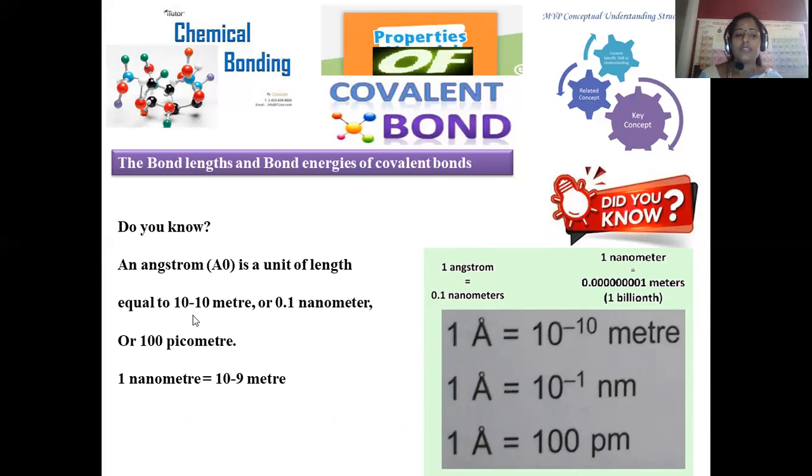Do you know? We have certain parameters to convert one unit into another, so the representation of these parameters can be interconverted. Let us see how. An angstrom is a unit of length equal to 10 to the power minus 10 meters. 0.1 nanometer is equal to 100 picometers. Here it is mentioned that 1 nanometer is equal to 1 billionth of a meter.